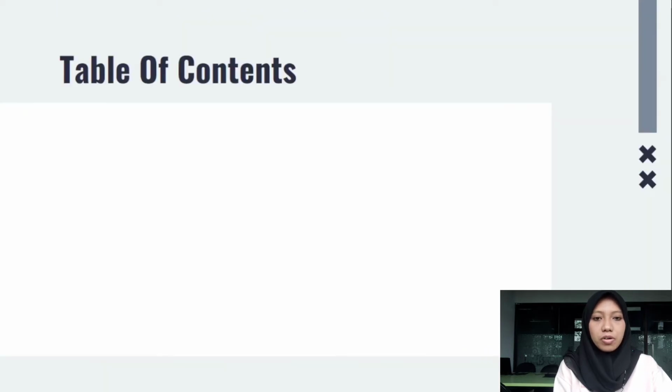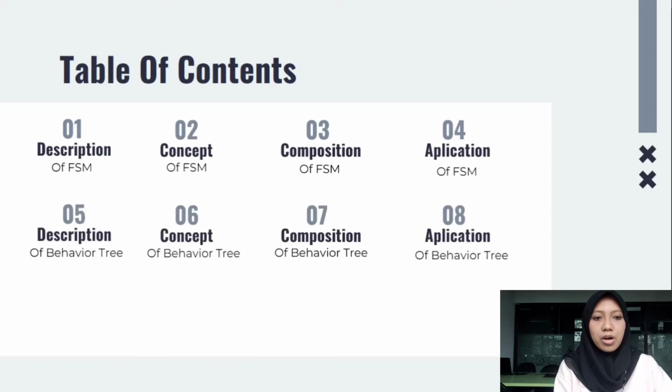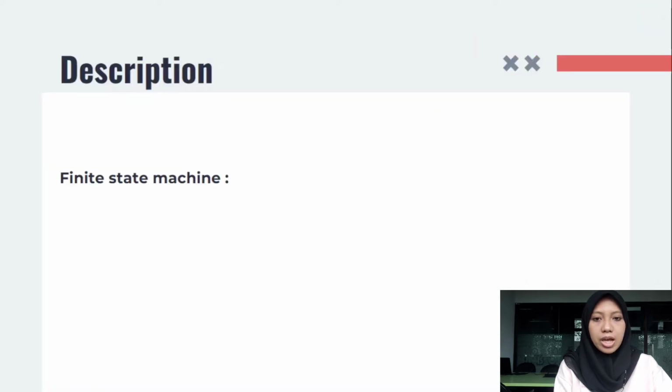This is the table of contents. For finite state machines, we will discuss the description, the concept, the composition, and the application. We do the same thing with behavior trees. Then we will compare finite state machines and behavior trees, and we will give the conclusion. Okay, let's start with finite state machines first.